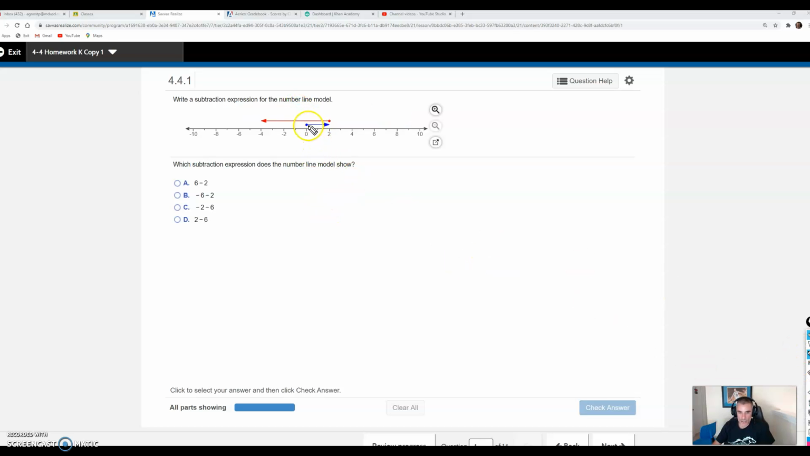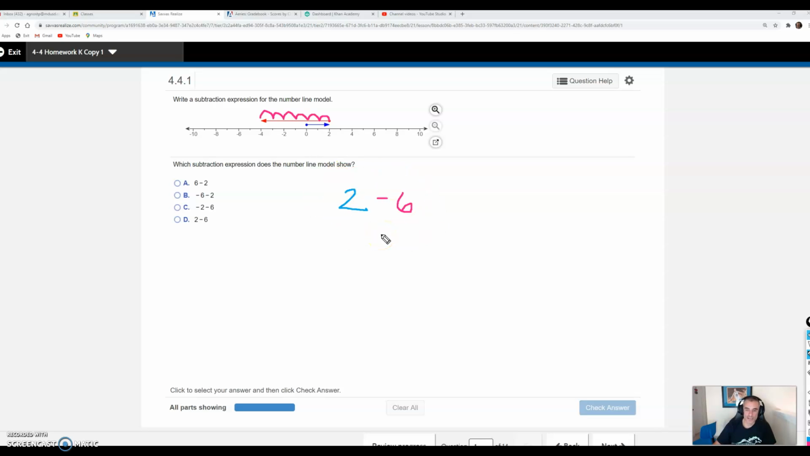All right, so here it says, hey, we moved to the right 2 units. So we represent that with a positive 2. And then now we're going to move to the left 1, 2, 3, 4, 5, 6. So that would be a positive 2, which is where I start off, minus 6. So when they say write a subtraction expression, here is our subtraction expression.